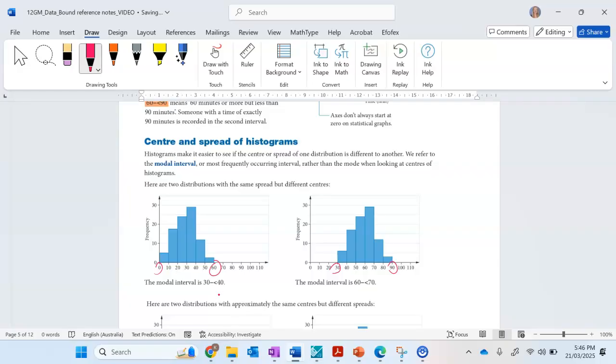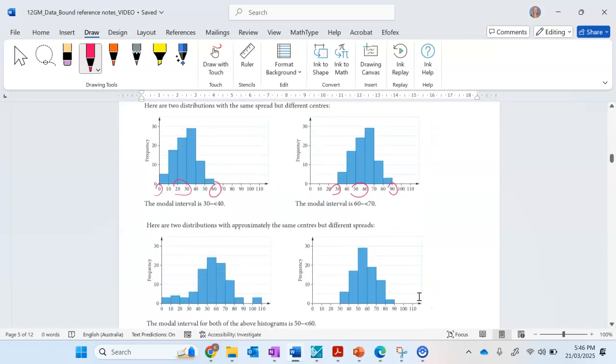So they have the same spread, but they have different centers. This one is kind of symmetrical. You can say the center is probably going to be between 20 and 30, whereas this one would be between 50 and 60. So same spread, but different center. It's just moved along a little bit.